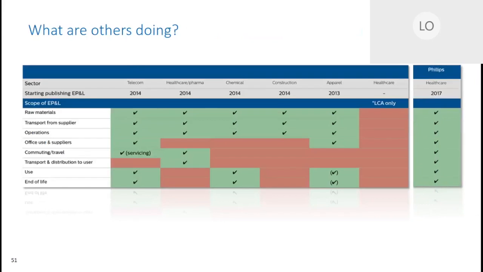So this is what Philips decided in 2017. We said we're going for the full scope, and we're going to do everything at once. And there was quite an extensive exercise, but thanks to the work of the Natural Capital Protocol and the standardized framework, and that we had a good system in place, we were able to do so with the dedicated effort of a handful of people.